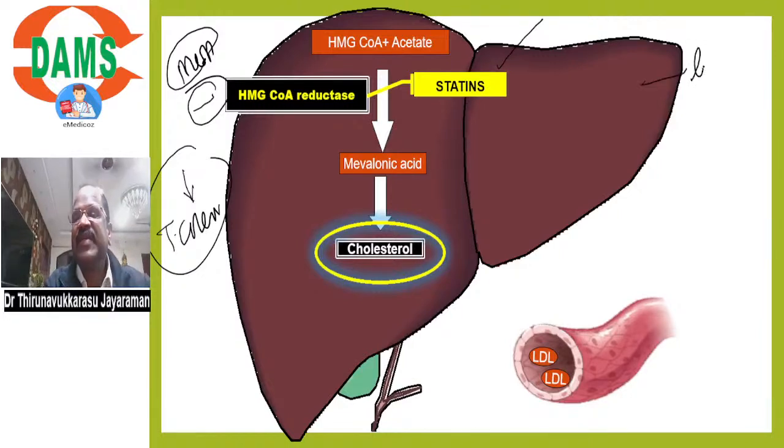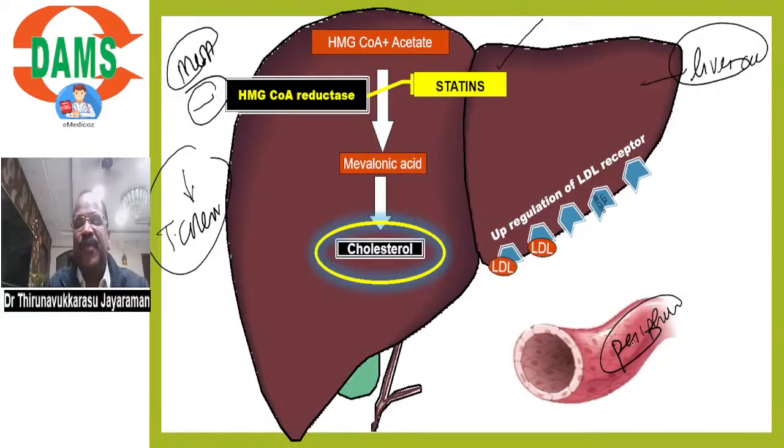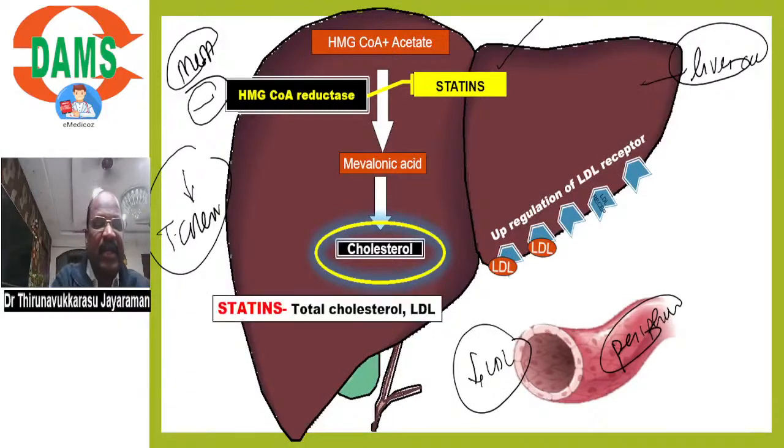Thereby what happens? The liver cells cause upregulation of LDL receptors. Because of upregulation of LDL receptors on the liver cells, the peripherally running LDL will be engulfed by the receptor. When LDL is engulfed by receptors, the peripheral LDL level decreases. That means the two main actions of statins are decreasing plasma total cholesterol level and decreasing plasma LDL level.